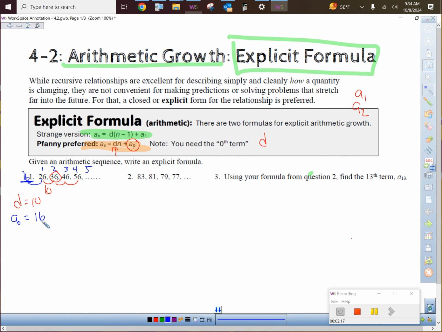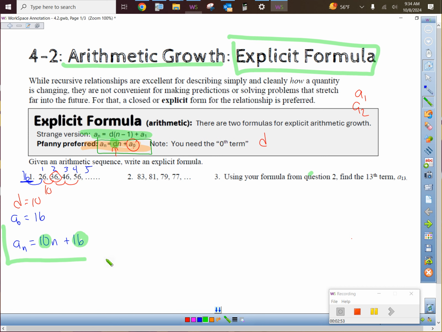Cool? And now we have all the ingredients we need to write the Fahnensteel preferred formula. All we have to do is put 10 in for D and 16 in for a sub 0. And what's weird is you'll have all those other weird things, like you'll have an a sub n in there. D is 10. There's going to be an n next to it, and then plus the 0th term. So can you see that all I did was put 10 in for D in this one little spot right here, and 16 in for a sub 0.